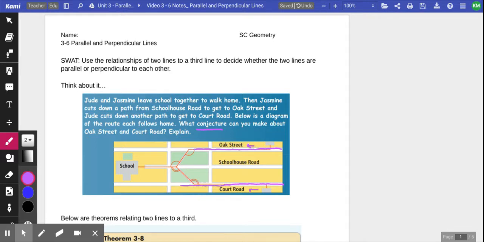Kind of talked about this last week. And since they both look like they're horizontal roads, something that we can then say is that these two roads are parallel. Now, if you notice something else, it actually looks like Oak and Court are both perpendicular to this road right here. And if you continue down, they also look like they're perpendicular to this road over here. And that's what we're going to begin to look at today.